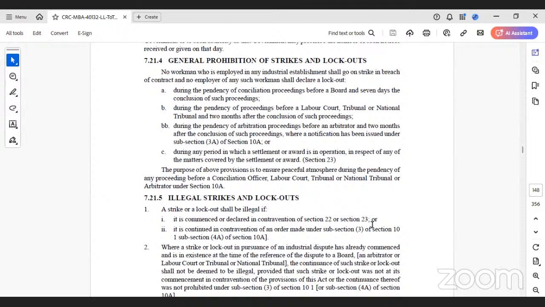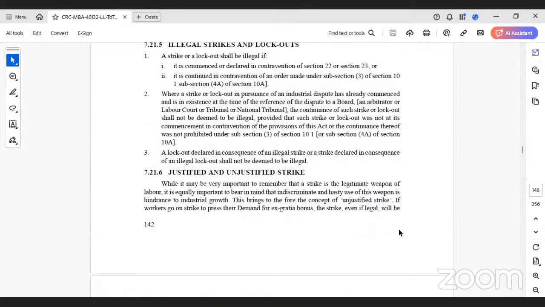Illegal strikes and lockouts: if the period has not been followed or it is in contravention of subsection 3 of section 10, then we call it illegal. And where a strike or a lockout in pursuance of an industrial dispute has already commenced and is in existence at the time of the reference of the dispute before a board or a labor court, it is considered as illegal. A lockout declared in consequence of an illegal strike or a strike declared in consequence of an illegal lockout shall be deemed to be illegal.